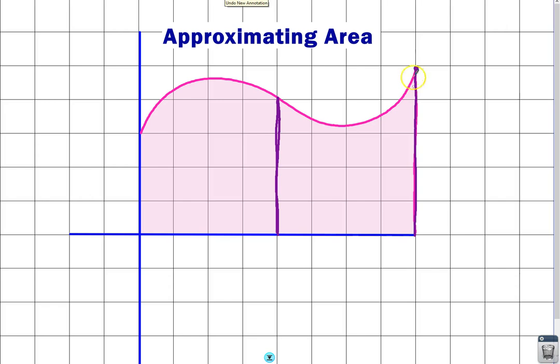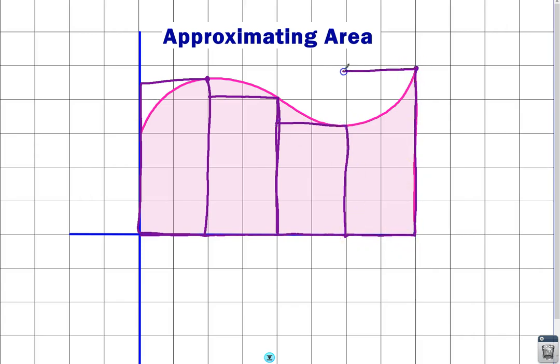So I've got the right-hand side of this rectangle and the right-hand side of this rectangle, but let's break this up. Instead of 1, 2, let's go 1, 2, 3, 4 rectangles. Now notice this rectangle right here: the height of my rectangle depends on the y value on the right-hand side. This rectangle here, again, the height depends on the y value on the right-hand side. Over here, same thing. Over here, same thing.